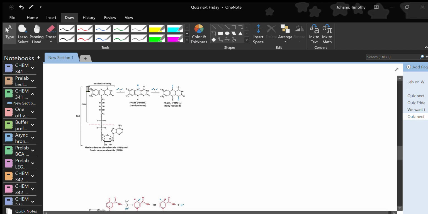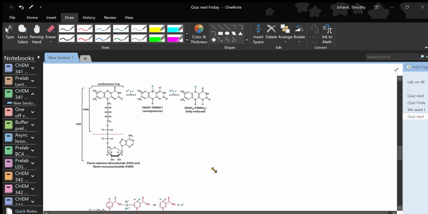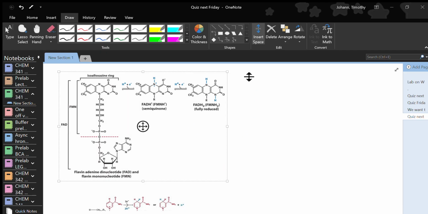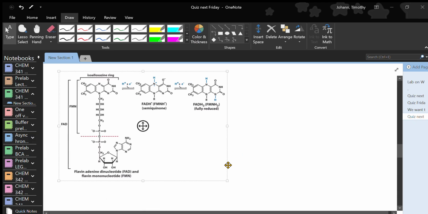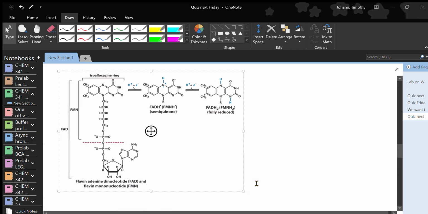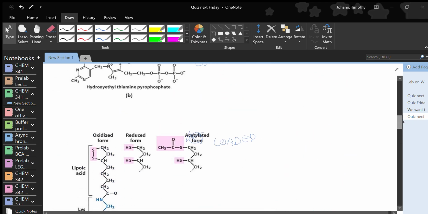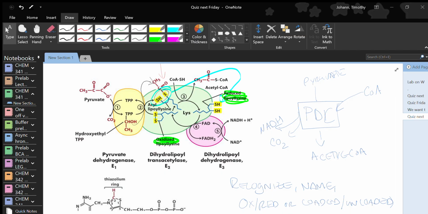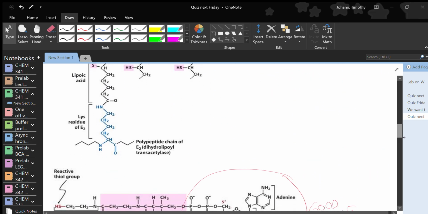So separate from that, because now that acetyl group is going to run off to the citric acid cycle, now we have to reoxidize. All right, let's go back up here. We have to reoxidize this lipoate so that we can do another cycle. And that happens by it interacting with FAD. And we've seen FAD before.